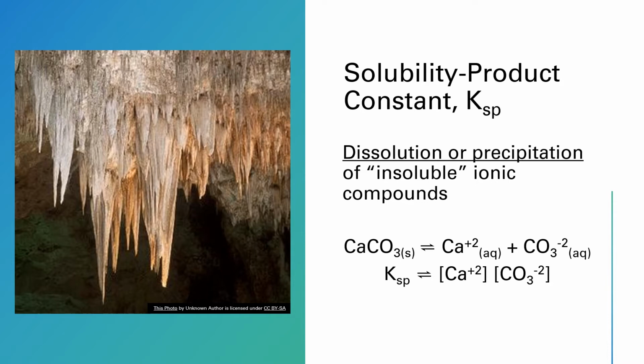We're going to write the equation for that dissolution process. So we'll have, as an equilibrium, the solid on the left and then the separated ions on the right. And then when we write our KSP expression, we leave out the solid. Only the aqueous ions will be included in the KSP expression.